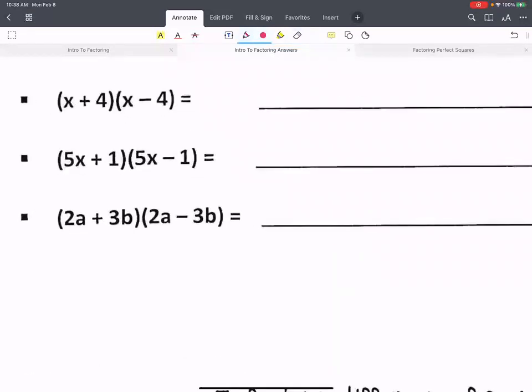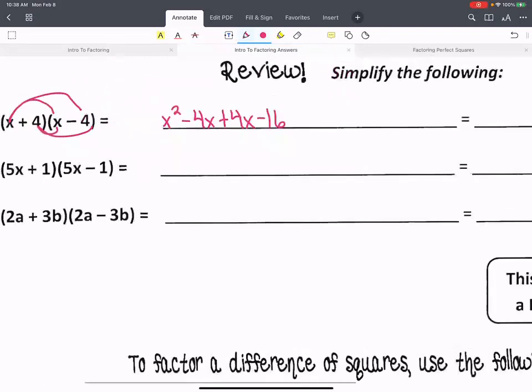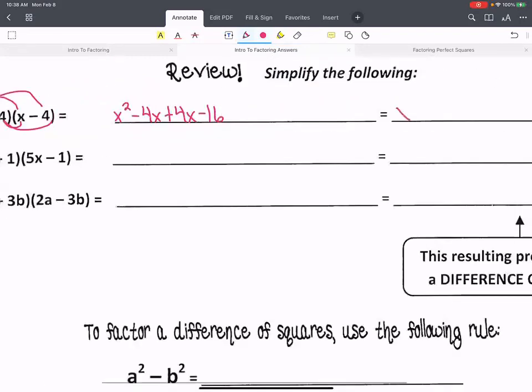So take a look at that first binomial times binomial. Here we go. What's x times x? x squared. X times negative 4. Good. 4 times x. Good. And 4 times negative 4. Negative 16. Okay, what happens to those two middle terms? They cancel. What am I left with? Good.